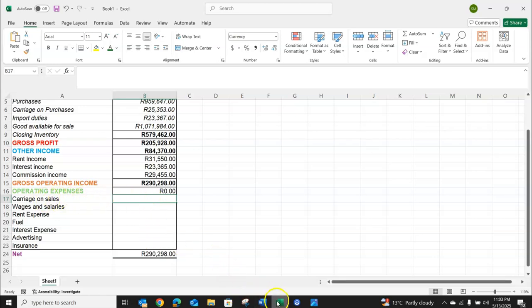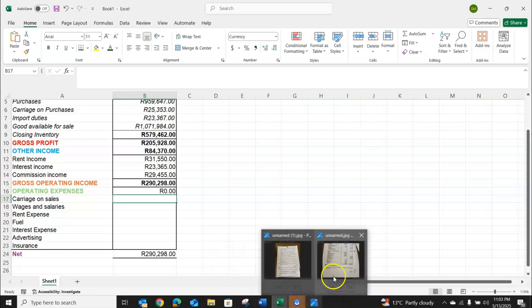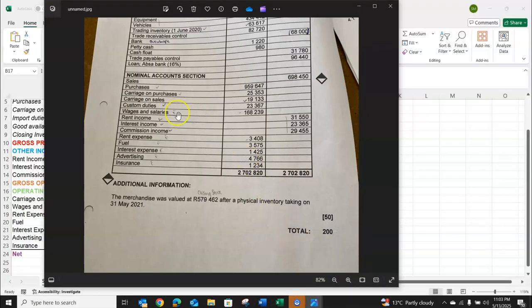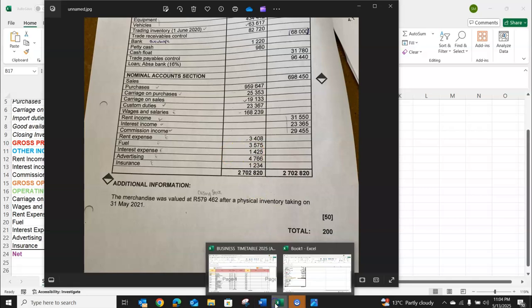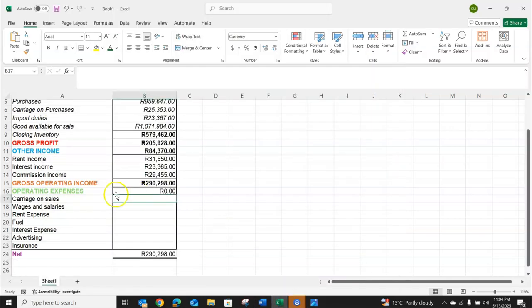So what expenses do we have? Let's see. We have our carriage on sales, I'll explain that at a later stage. We have our wages and salaries. We have our rent expense, our fuel, our interest expense, our advertising and insurance. I've already populated my income statement with the names of those expenses. Now I just need to populate the amounts.